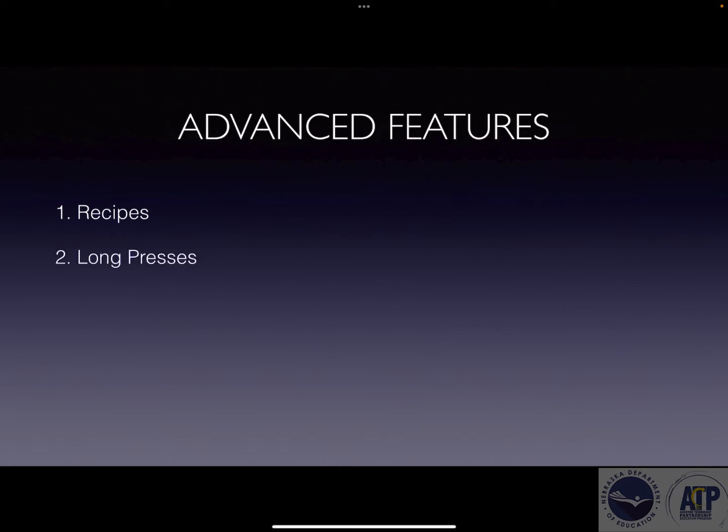Long presses allow you to long press on a switch, and when you do that, it performs a secondary action. So in essence, that single switch can actually act as two switches. And if you're using two switches for switch scanning or step scanning, you can actually have four actions that can be used with those two switches. And we'll talk a little bit more about long presses and how you're going to do that.